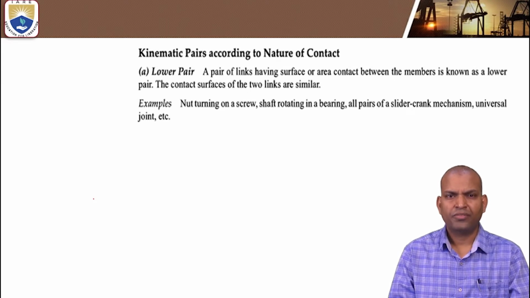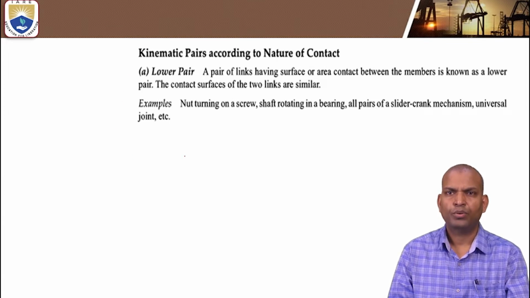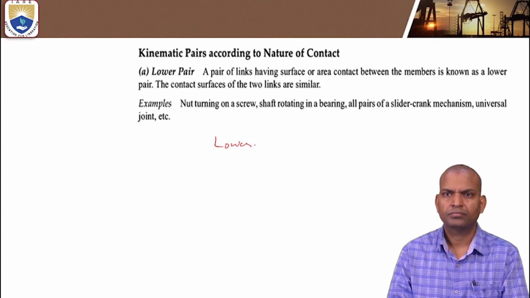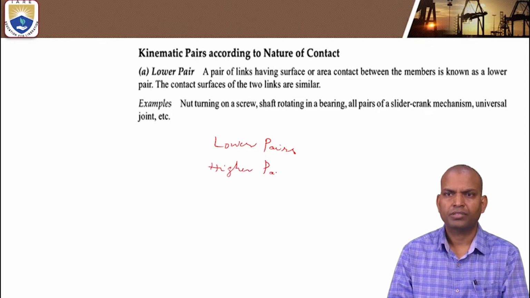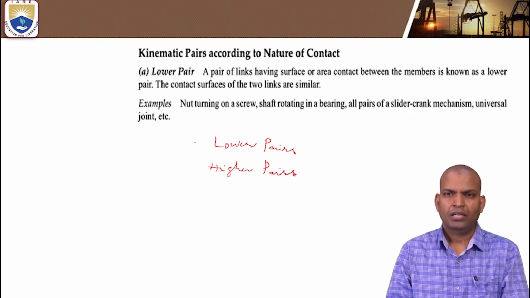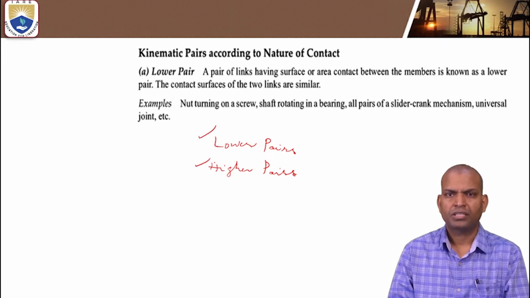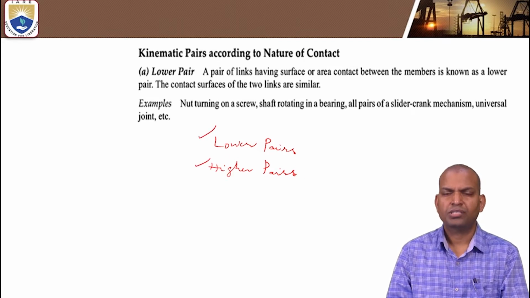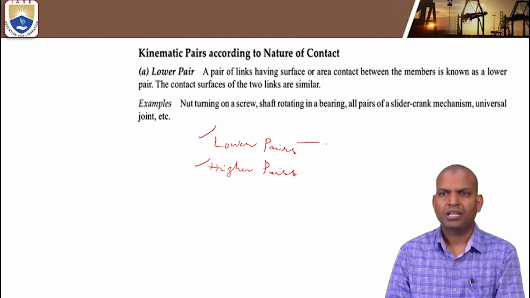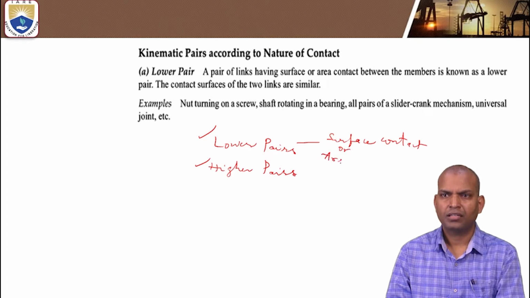Based on the nature of contact, there are two types. Number one, lower pairs, and number two, higher pairs. What are lower pairs and what are higher pairs? In lower pairs, the contact between the two links is either surface contact or area contact.